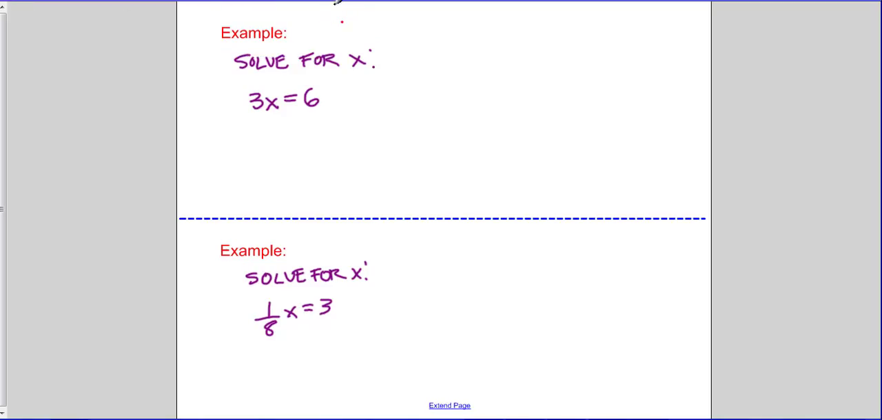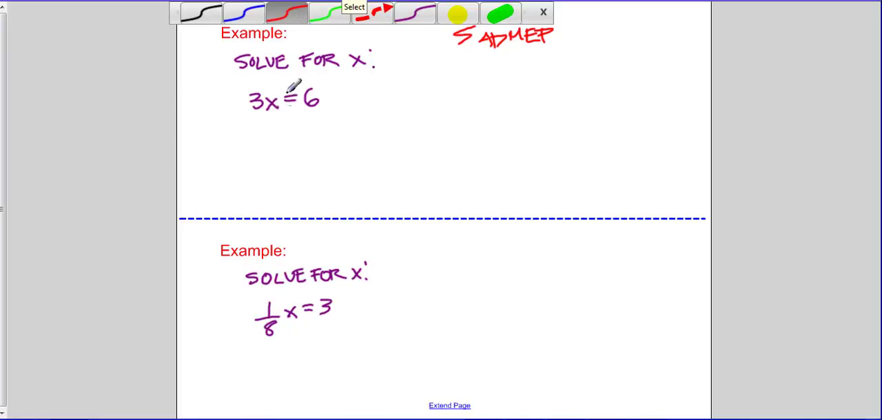So let's solve some equations. Solve for x. So remember, we're using SADMEP. And we want to isolate x by itself. So if I have 3 times x, I want to isolate x by itself. So this is multiplication here. So to undo multiplication, I use division. So I'm going to divide both sides by 3.